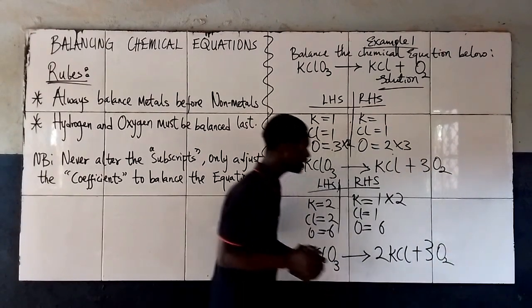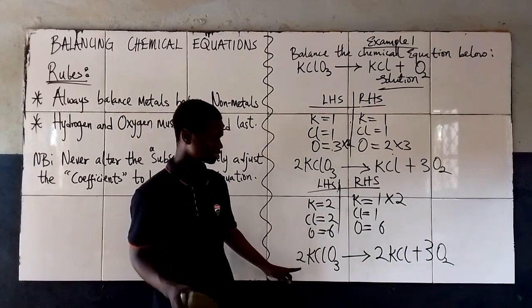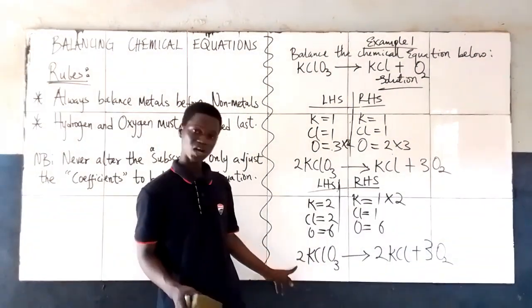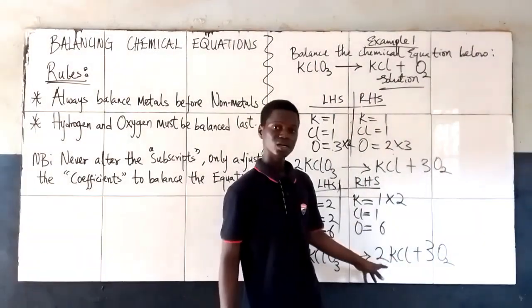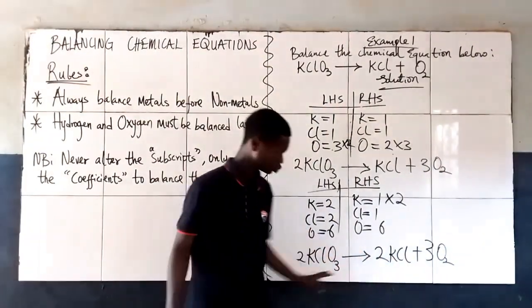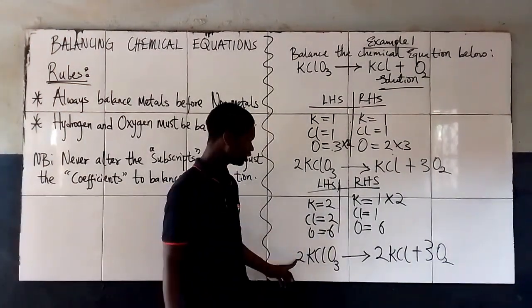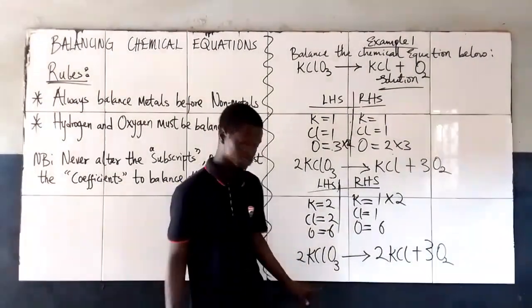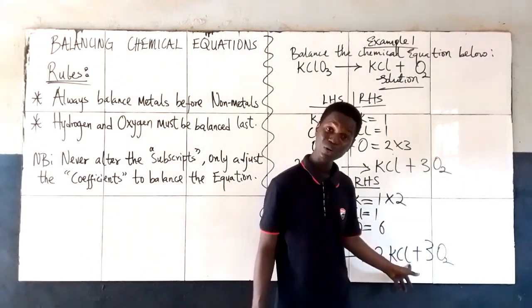3O2. Now let's take an atomic count. Though there's not enough space, we can actually do it this way. How many potassium here? You have no subscript, but you have a coefficient. So it's 2 atoms of potassium. On this side, no subscript, coefficient of 2, so it's 2 atoms. So 2, potassium is balanced. Chlorine, any subscript? No. Any coefficient? Yes. So it's 2 chlorine atoms. On this side, any subscript? No. Any coefficient? Yes. So it's 2 chlorine atoms.